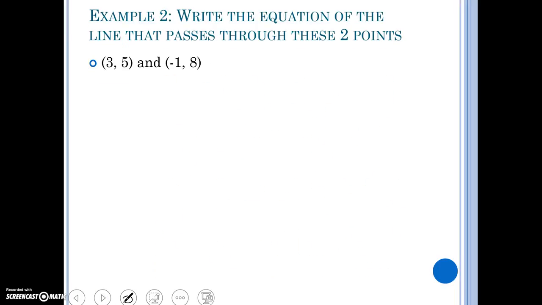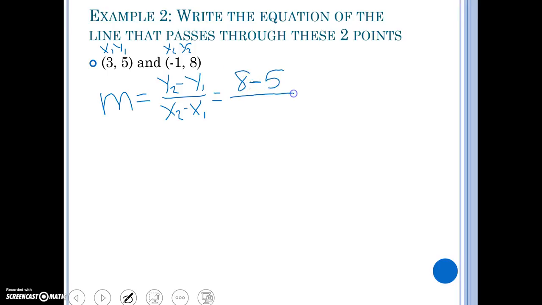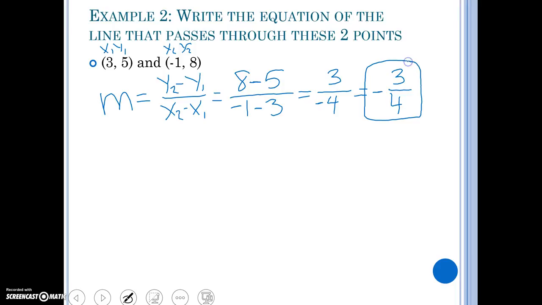Alright, second example. Again, first thing we want to do is find our slope. So y2 minus y1 divided by x2 minus x1. Our y2 value is 8 and our y1 value is 5, divided by our x2, which is negative 1, minus our x1, which is 3. So 8 minus 5 is going to give us 3, and negative 1 minus 3 is a negative 4. So our slope for this one cannot be simplified any further, so we have negative 3 over 4.